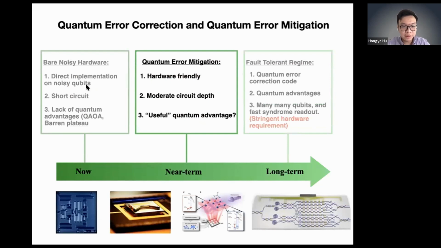So in the transition from these bare physical qubits to the fault tolerance regime, we are interested in quantum error mitigation methods that are hardware friendly. And hopefully with error mitigation, we can run quantum circuits with a moderate amount of depth. Another interesting question is whether there are any useful quantum advantages with shallow circuits.